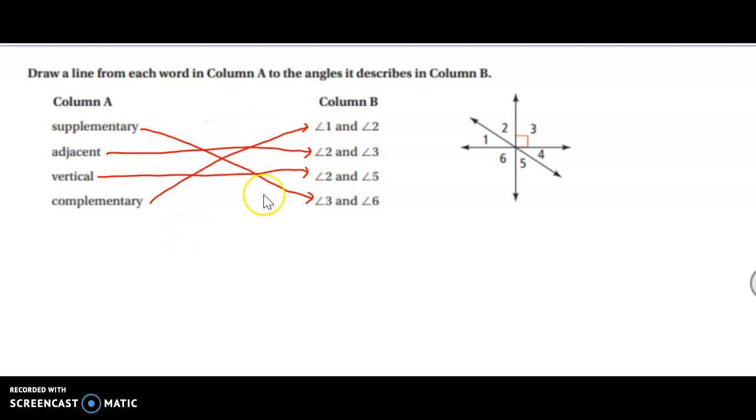I want to point out for adjacent, you have 2 and 3, okay. You could also do 2 and 1, right? You could do 1 and 6. You could do 6 and 5, and 5 and 4, and 4 and 3, right? Because they're all next to each other. For vertical angles, let me also point out that you can have 1 and 4, right? Not 1 and 5, okay, but 1 and 4 because these are across from each other, as well as 3 and 6, okay? And so you got to start getting familiar with these vertical angles here.